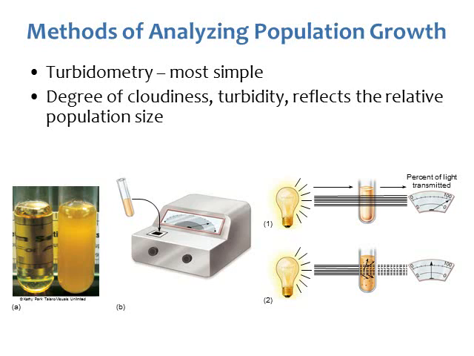And you can actually measure the degree of cloudiness by how much light passes through that tube. So the more cloudy the turbidity is, the more bacteria you have in that broth. The more cloudy it is, the higher the population size. The more clear the tube, the smaller your population. So you can measure the cloudiness as a way of measuring population growth.